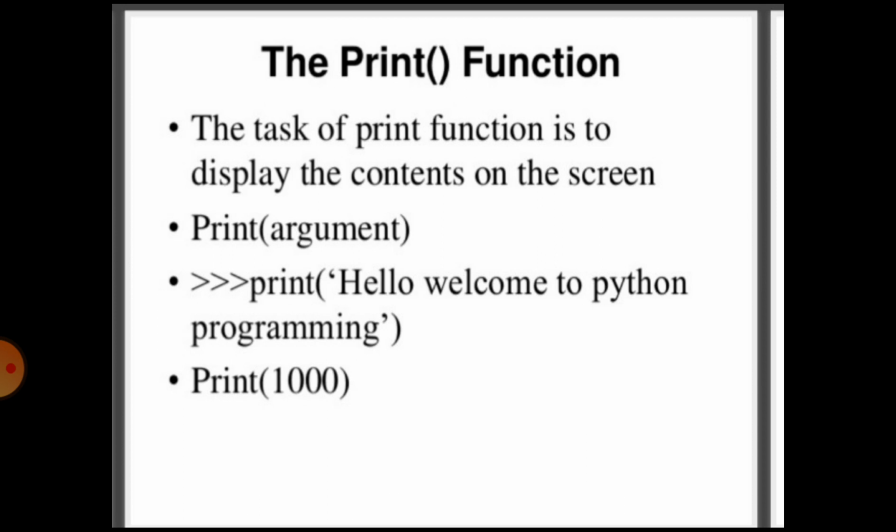The first example holds a string value as its argument, and the second example holds a numeric value. After execution of both codes, the first code will display 'Hello welcome to Python programming' and the second code will display 1000.